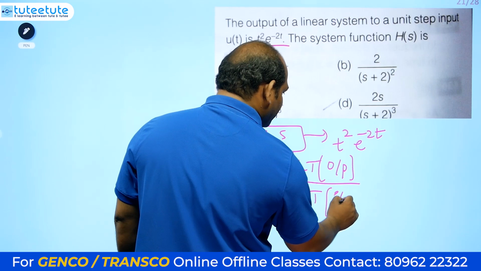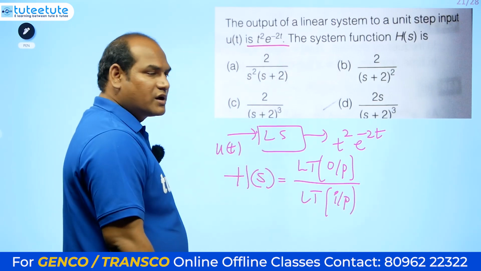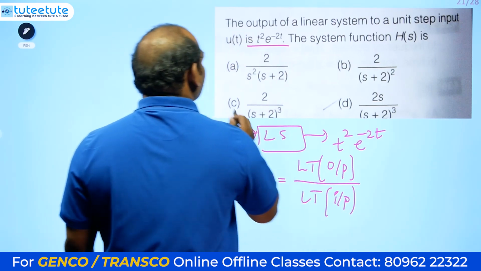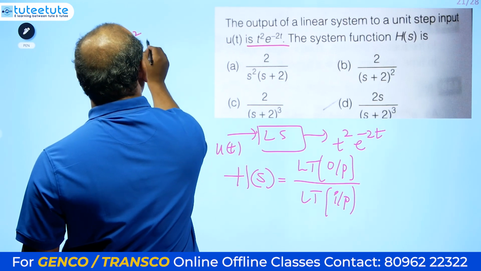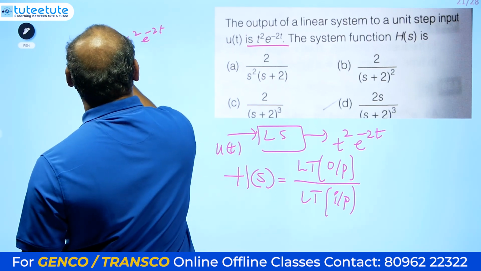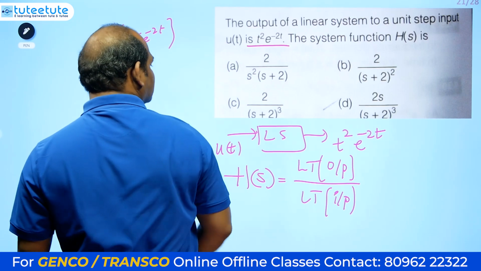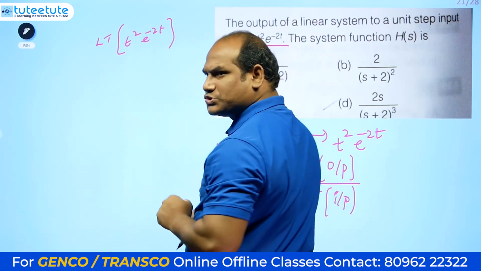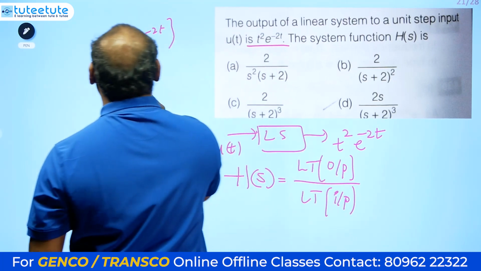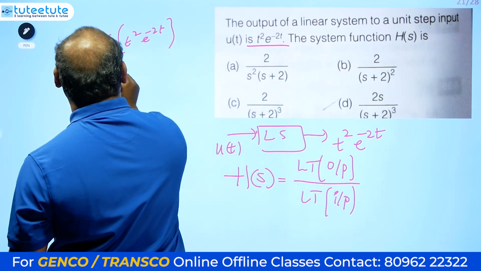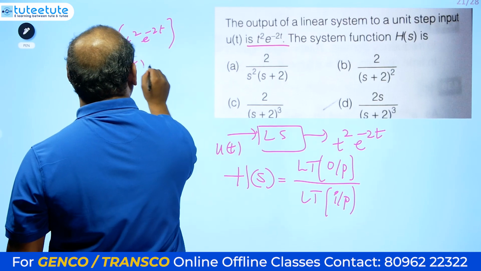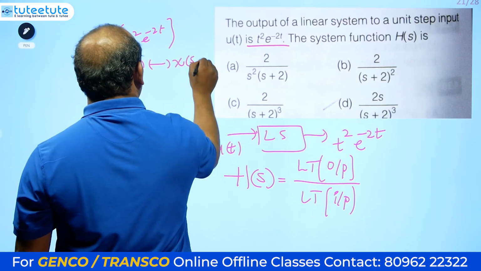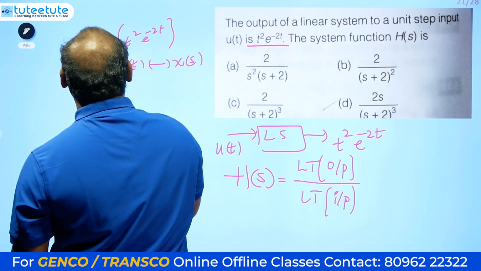This is what we need to perform, that's it. Okay, so when you have t square into e power minus 2t, what is the Laplace transform of this one? First I will take this one, this is the output part. So I will take this t square into e power minus 2t as this particular thing. So we know that x of t having the Laplace transform x of s, this input is multiplied with t.